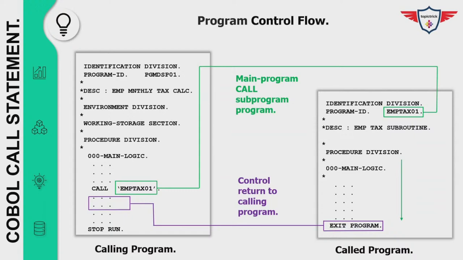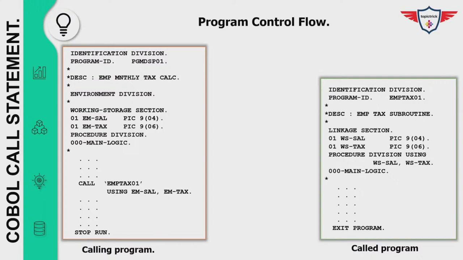Now let's look at the second example where we would be sending data from the main program to the subprogram. In this example, again we have two programs. The first one is a main program and the second one is a subprogram. In the main program, we have a working storage section where we have defined two variables. The first one is salary and the second one is tax. We would be sending salary to the subprogram. The subprogram calculates the tax and returns the value to the main program.